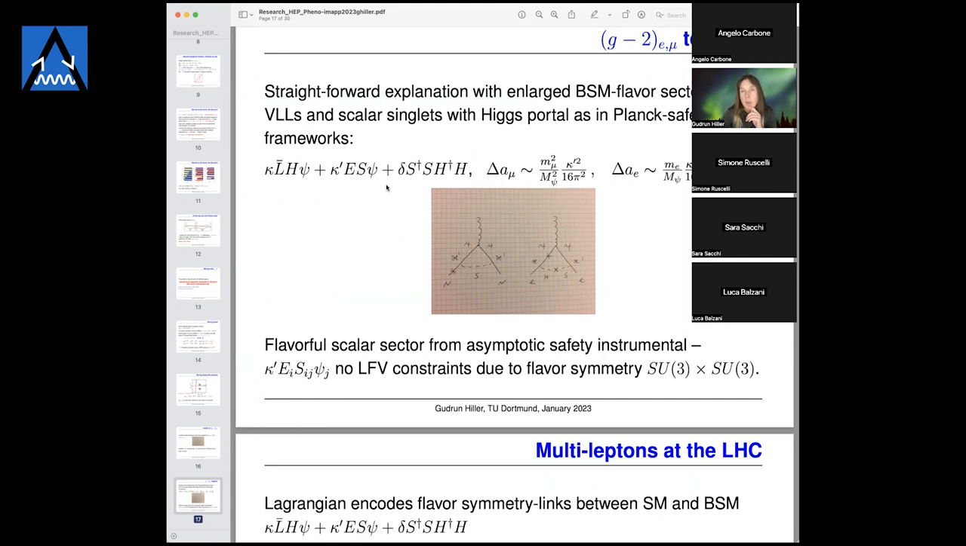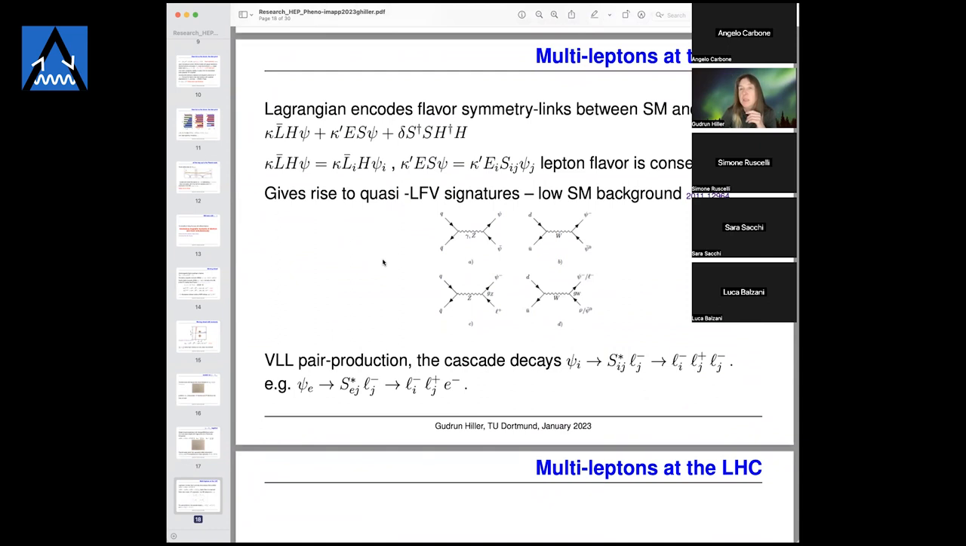So finally, if you think this is a good idea because it explains the problem, can we look for these particles? Can we look for psi or S at the LHC? And the answer is yes, with multi-lepton signatures, and there are already constraints. So we have this Lagrangian, we have these types of couplings, and I wrote it down here a bit more specifically by putting in flavor indices. The muon is inside here, so L has flavors and the psi have flavors.